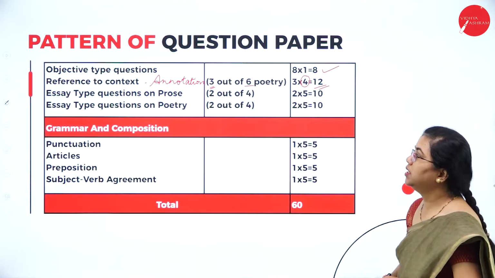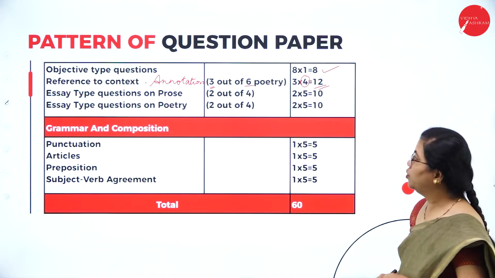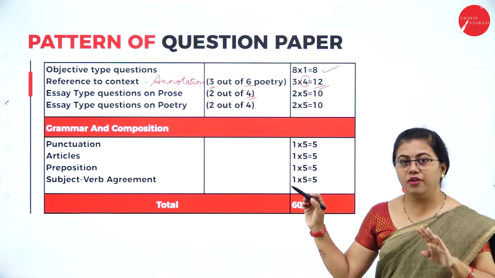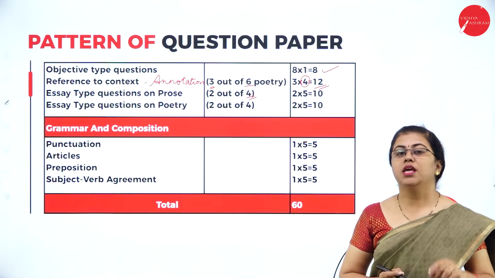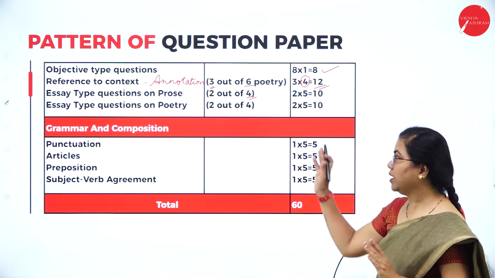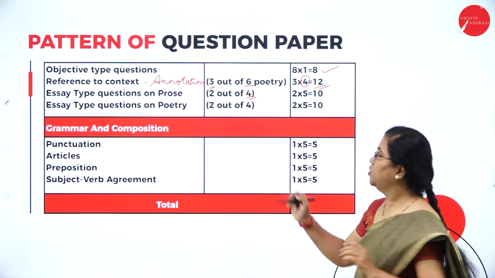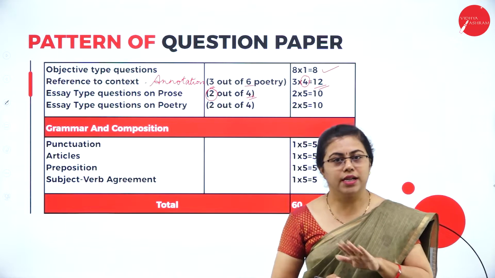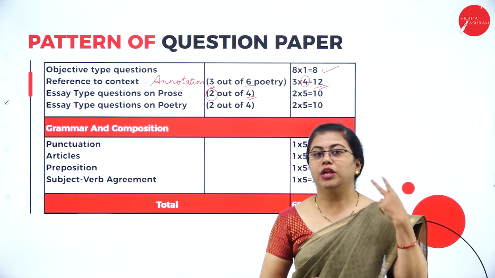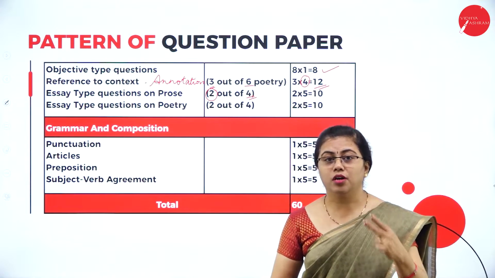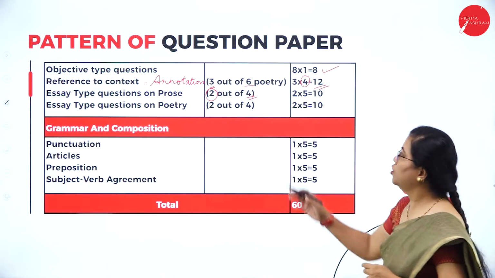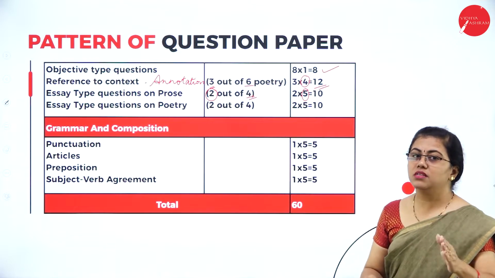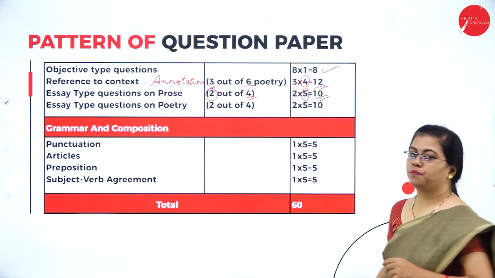Then we come to the essay type questions in prose. You'll get any 4 questions in prose. There are only 4 prose parts that are given. So you can expect 1 question from each prose. You need to answer any 2. So prepare thoroughly for any 2 prose parts. That is enough for you. So out of 4, you need to answer any 2. Each one is for 5 marks. This constitutes 10 marks.